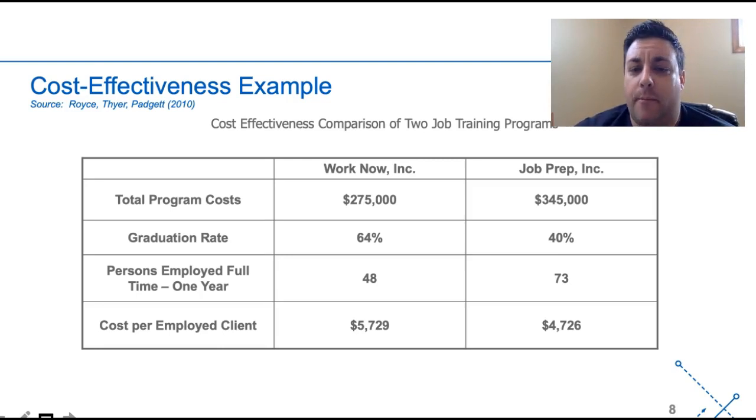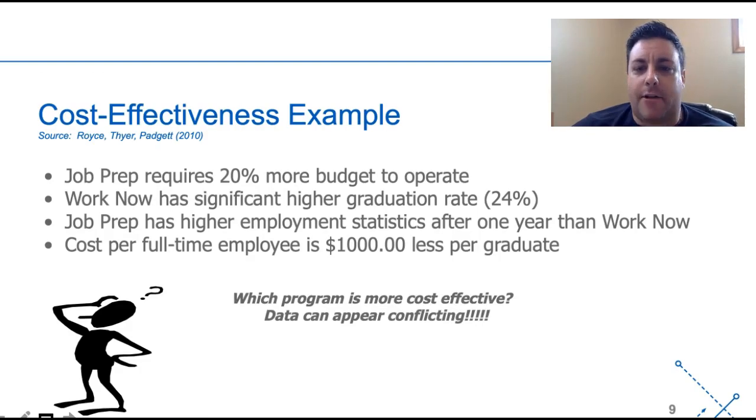Now, the cost per employed client for Work Now was $5,729. On the other hand, the cost per employed client for Job Prep was $4,726, about $1,000 less. So what we have to talk about is how we arrived at that cost per employed client number. Actually, we'll do that next.